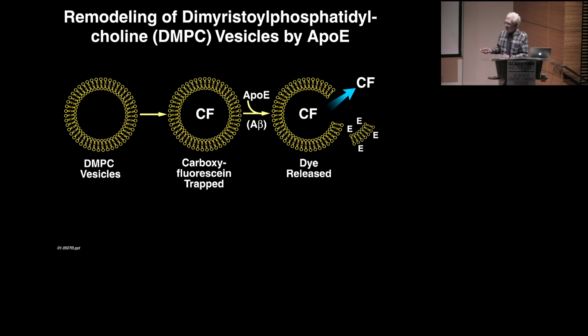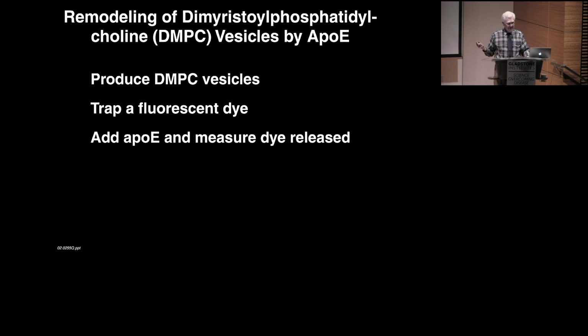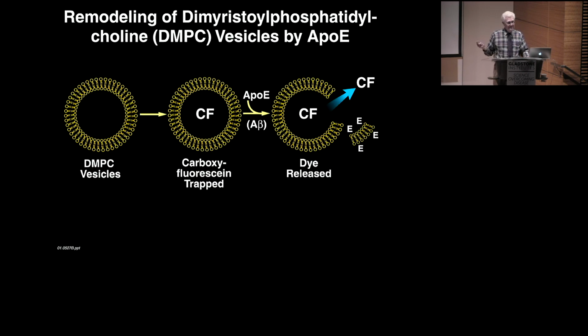It's exactly the same thing. You form the phospholipid vesicles. You trap the fluorescent dye in the vesicle, and when you add ApoE, you remodel the vesicle, and you release the fluorescent dye. Maybe you agree, maybe you don't. It's the same thing, but I find, again, a model, a picture is worth 1,000 words.